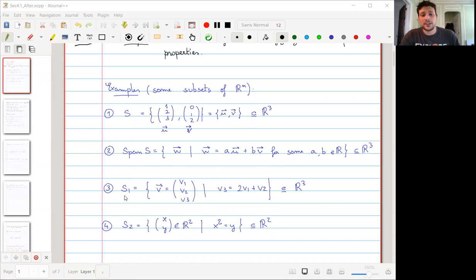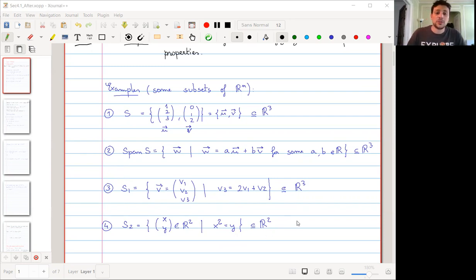Another example is the set S1, which contains all of the vectors (v1, v2, v3) in R3 such that their entries satisfy this particular property, i.e. that v3 is equal to 2v1 plus v2. So it's a relation between the entries of the vectors. The last example that we'll consider today is this set of points (x, y) in R2 such that x squared is equal to y.